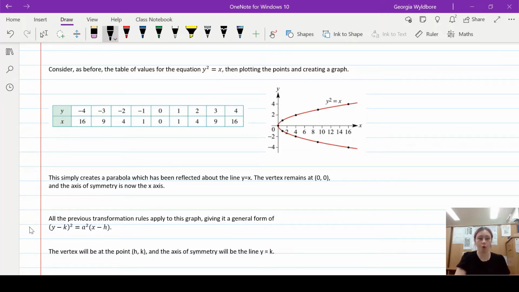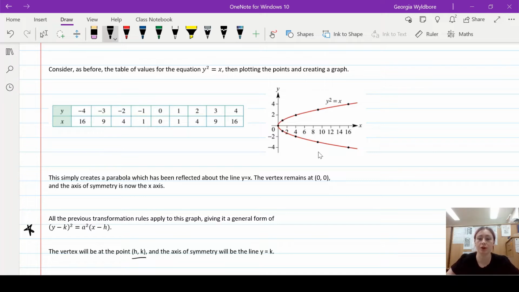So the general form of this graph becomes (y - k)² = a²(x - h). Because we would have y squared, and we translate y using k, and we would have a times x, but we've got x minus h, and the a is going to become squared just as a process of the transformation. The vertex, the turning point, which is on the side this time, is still going to be at the point (h, k), and the axis of symmetry is when the value of y is equal to k.